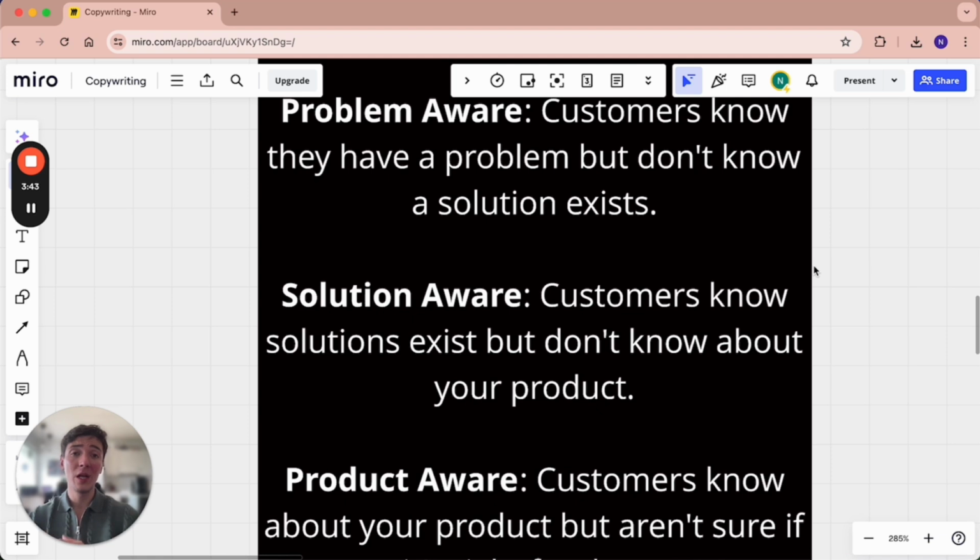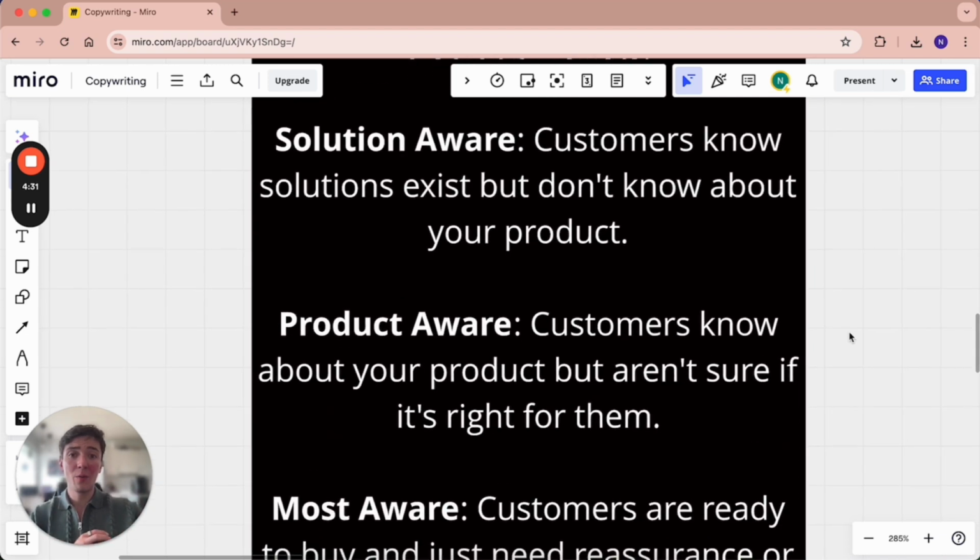The next one is solution aware, and that means again that customers know solutions exist but don't know about your product. So let's say that Mr. Johnson, again, he has been looking at new clothes and he likes a white shirt. He definitely thinks a white shirt is something that is going to improve his style, but he hasn't yet come to discover your product. So what you want to do here is kind of come in and introduce your product and obviously introduce your brand, because there are obviously a lot of competitors in this field with white shirts. So it's your job to come in and basically tell Mr. Johnson why it's your brand that he should purchase from.